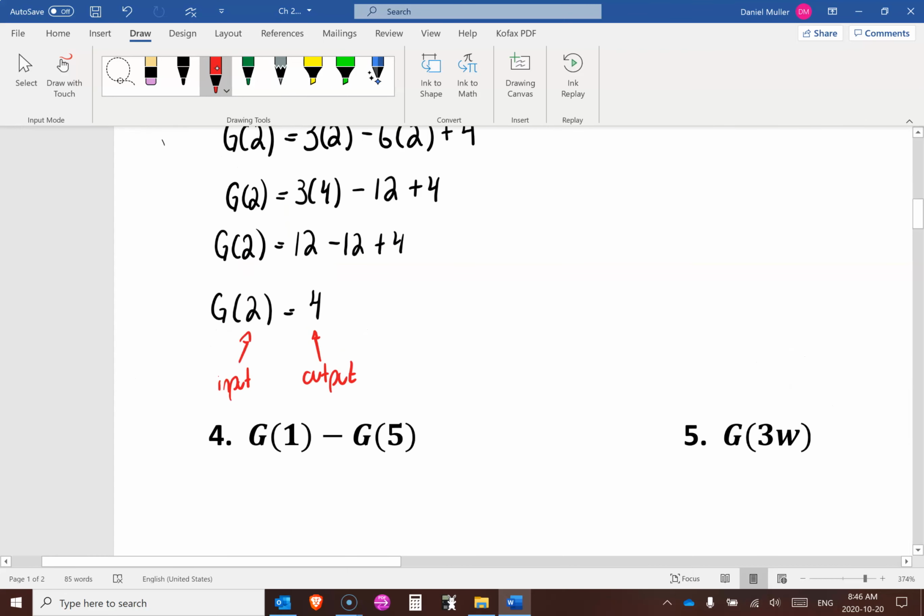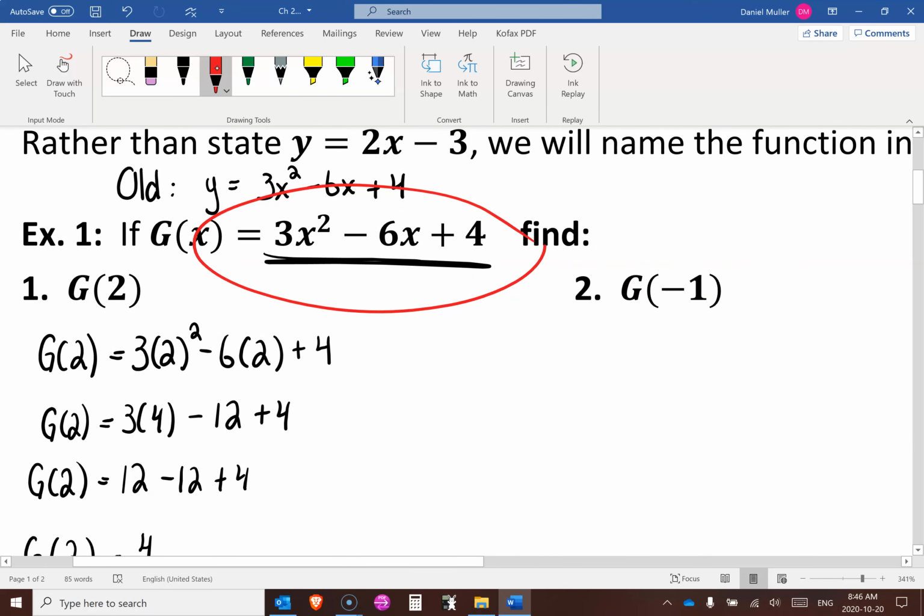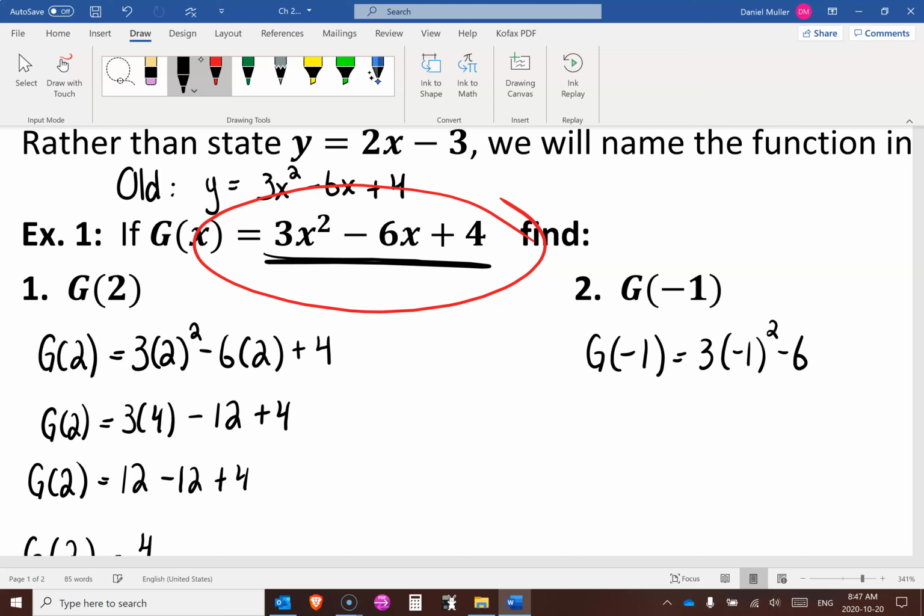Okay, let's try another one here. We're going to use the same function, but now we're going to put in -1. So we're going to input a -1. So 3 times (-1) squared, minus 6 times -1, and then plus a 4.